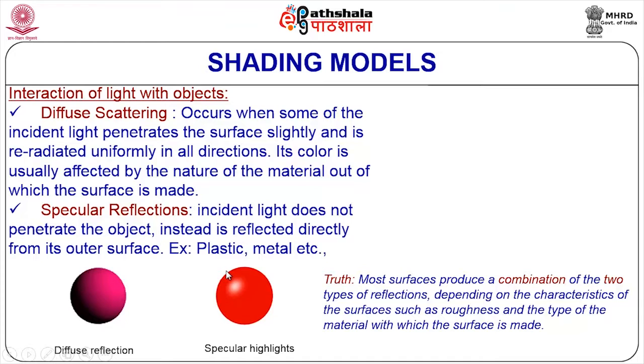But when an object is made up of metals, or plastic-like objects, or shiny surfaces, most of the light that falls on the object gets reflected in a specific direction. So that is why you would see what is called a specular highlight. This bright spot on the surface is called a specular highlight. As I said earlier, most objects are made up of surfaces or materials which exhibit a combination of both diffuse and specular properties.